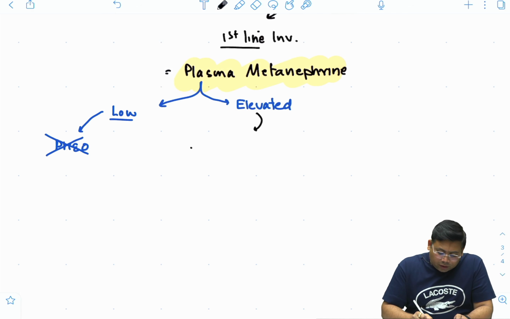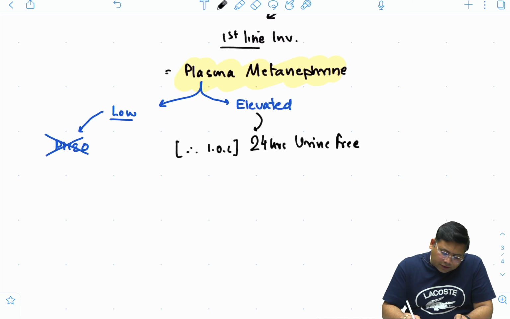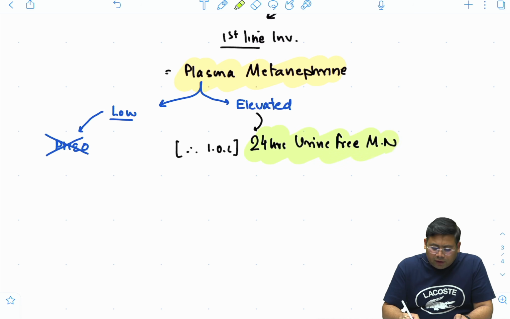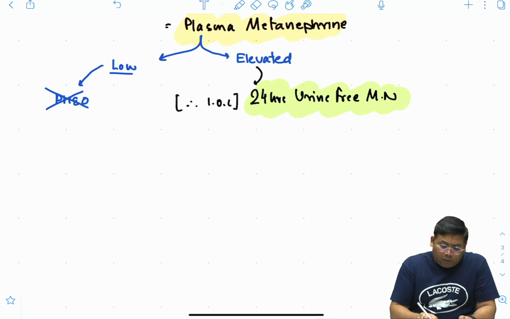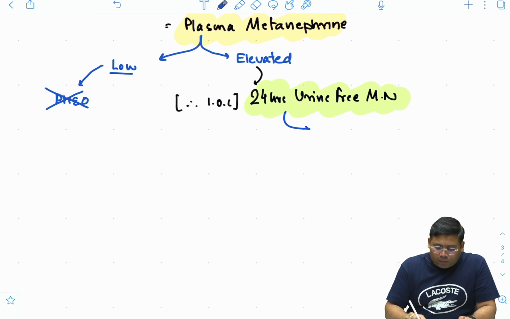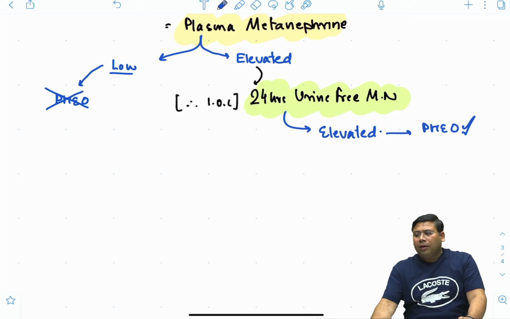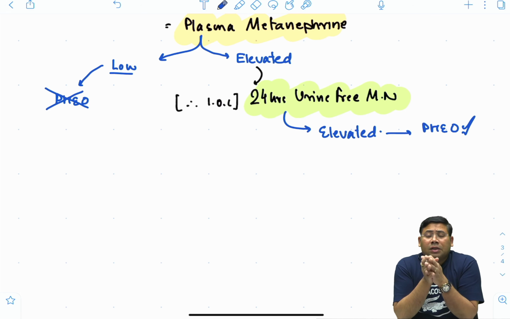So now the investigation of choice will come into play, that is 24-hour urine free metanephrines, and this is very important. So it's a 24-hour urine free metanephrines. Now when you talk about 24-hour urine free metanephrines, there could be a possibility that it is elevated. Students, if it is elevated, then you have confirmed a diagnosis of what, students? A pheochromocytoma diagnosis has been confirmed. This is very important.